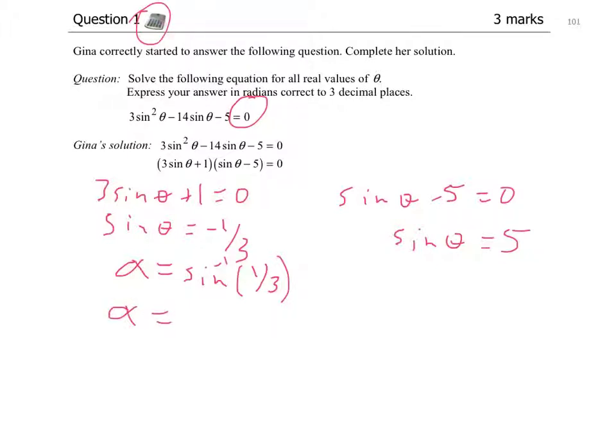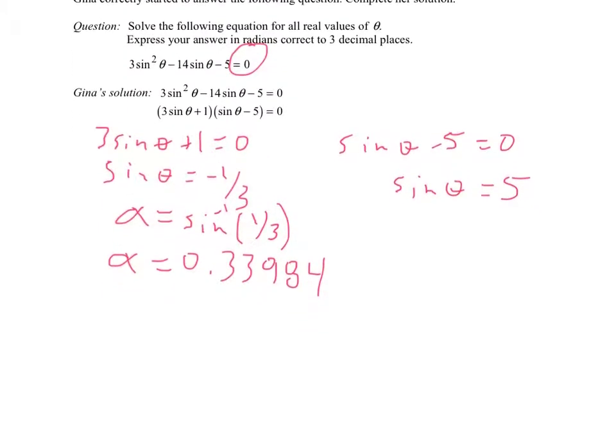of 0.3398. And you know what, I'll keep the 4 there as well. So this is our reference angle. If you're not getting this answer, you want to make sure your calculator's in radians, okay? So make sure it indicates that somewhere on your calculator screen.